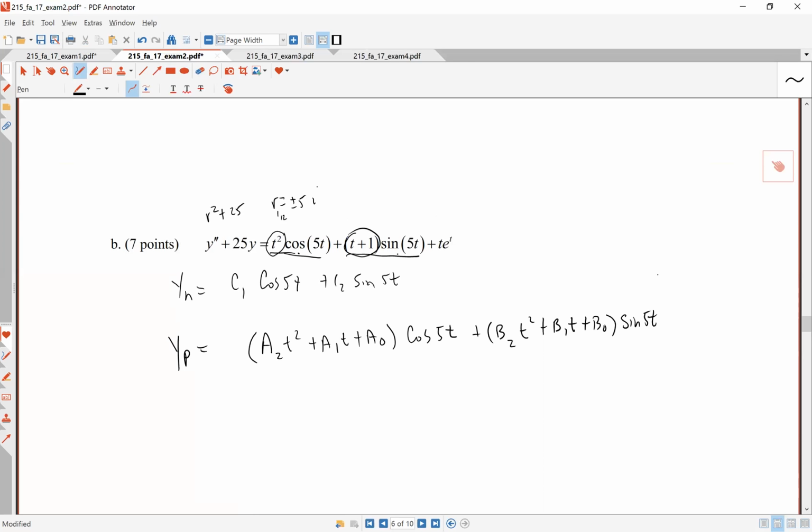Okay, but what we recognize here, though, is that one of these pieces, the b0 sine 5t, is a solution to the homogeneous, so we have to bump this up by a t. And then we have this t e to the t, which has no issues because it doesn't present itself in the homogeneous, but it is a first degree polynomial, so we'll do a c1 t plus c0 e to the t.